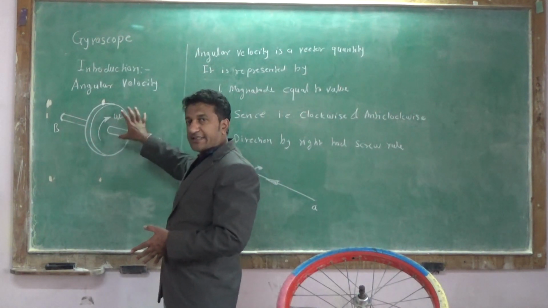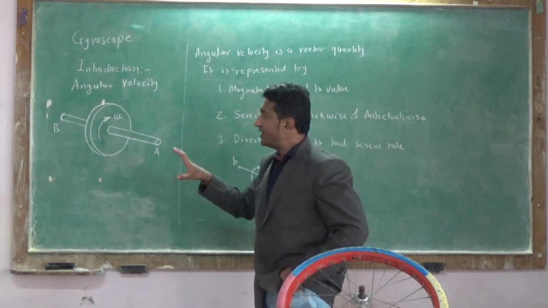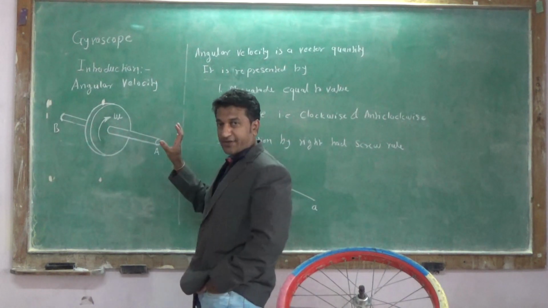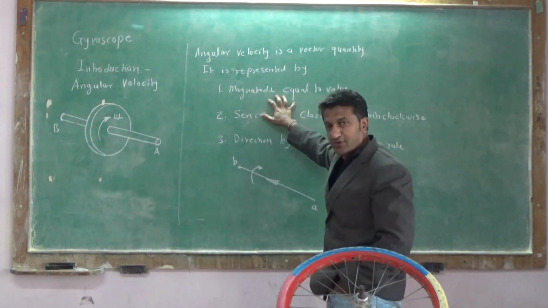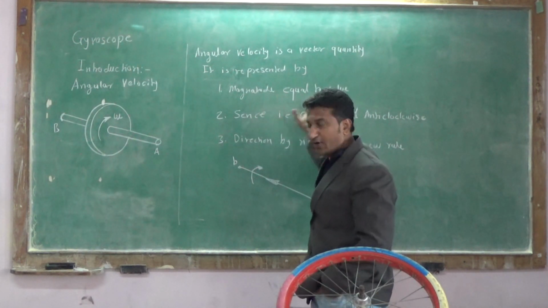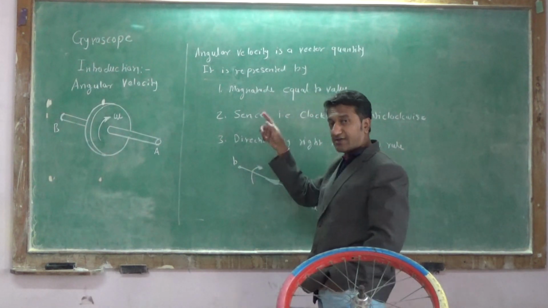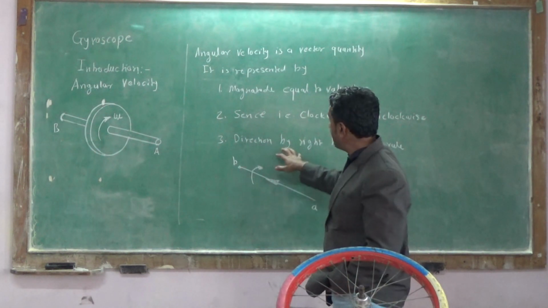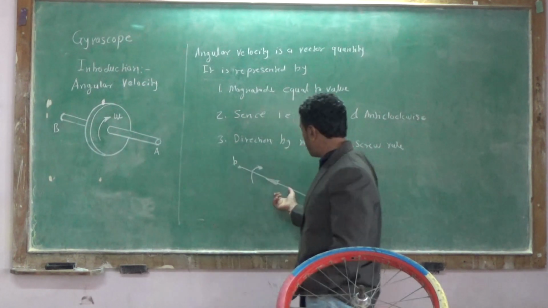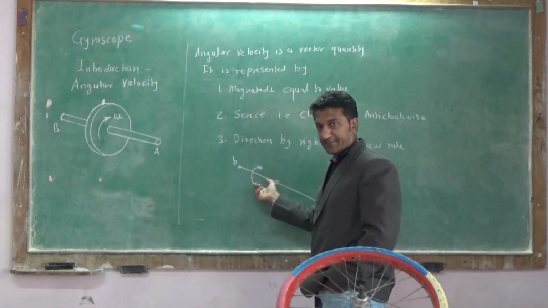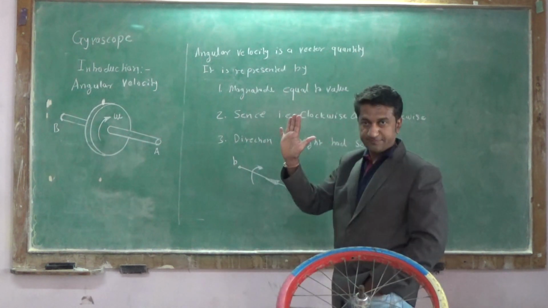Now as we see, velocity is a vector quantity, and angular velocity is also a vector quantity. So the angular velocity is represented by its magnitude, that is equal to the value of omega, its sense, that is whether it is in the clockwise or anti-clockwise direction, as well as the direction. If you are going to represent any velocity by means of a vector, we should have the direction, and this direction is represented by means of the right hand rule.